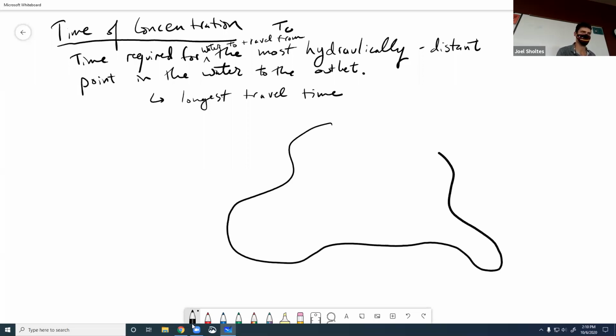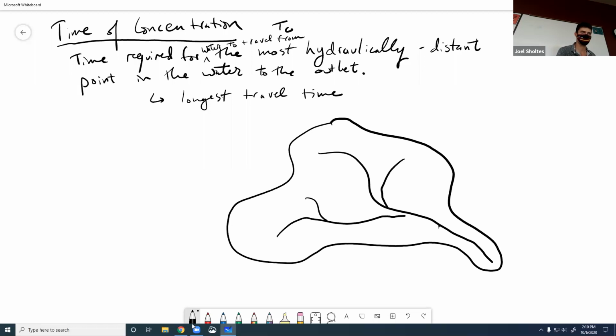Here's a funky watershed. Who can tell me what order this watershed is if we look at stream order? Do you guys remember that? One. So this would be 2, right? Two 1s come together, we get 2. So two 2s come together, we get a 3. Okay, just a little practice. We'll keep practicing that. Third order watershed.